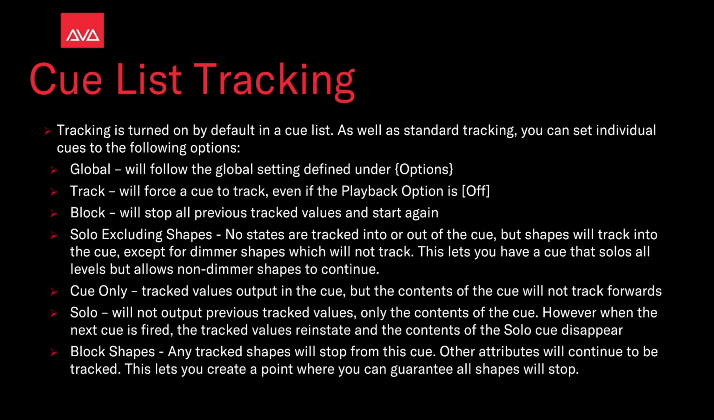Block shapes, any tracked shapes will stop from this queue. Other attributes will continue to be tracked. This lets you create a point where you can guarantee all shapes will stop. So let's take a look at that.